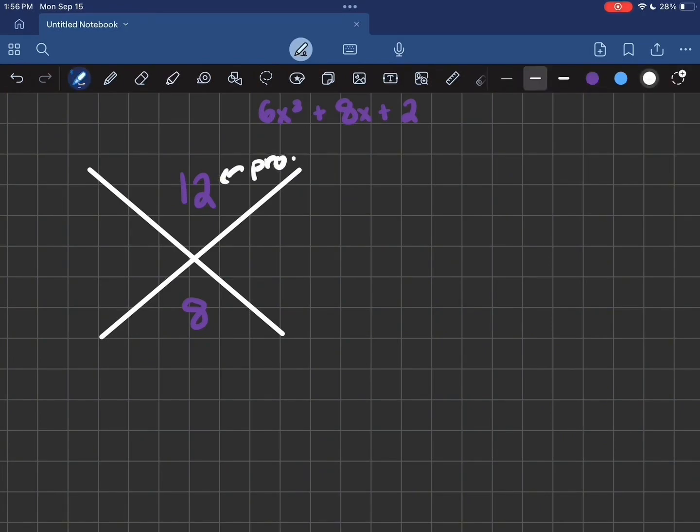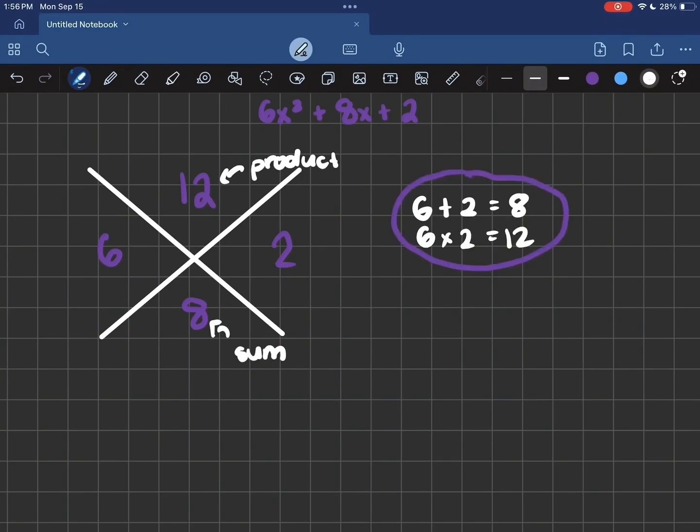Now, just like before, we find the factors of 12 whose product is 12 and sum is 8, which are 6 and 2. Because 6 plus 2 is equal to 8, and 6 times 2 is equal to 12. Now that we have those, we replace the middle term with 6x and 2x, and it will look like this: 6x squared plus 6x plus 2x plus 2. Now, we separate them into 6x squared plus 2x and 6x plus 2.